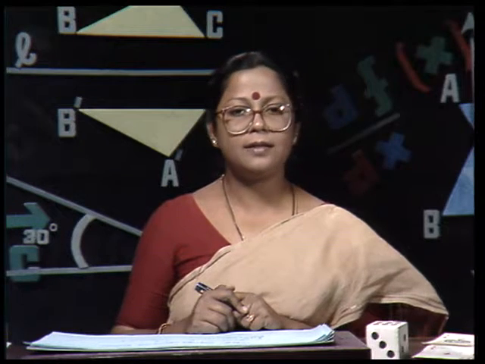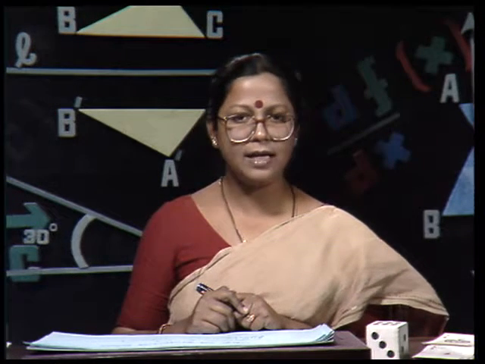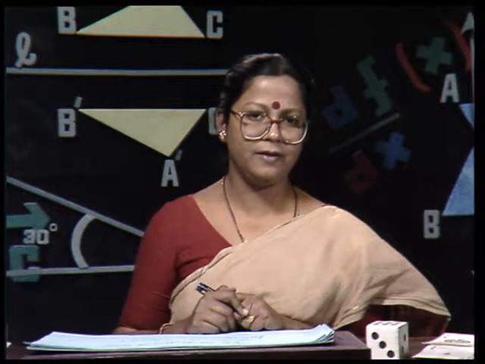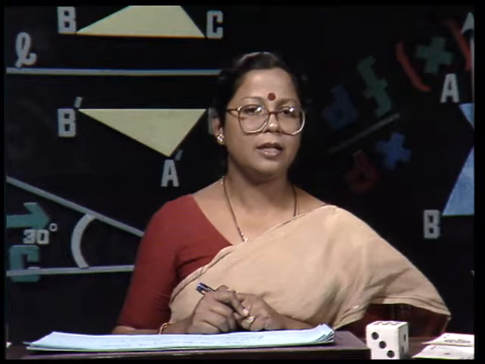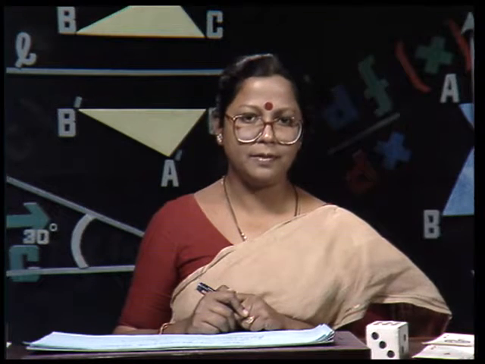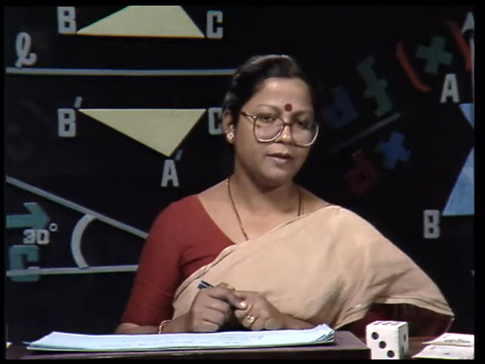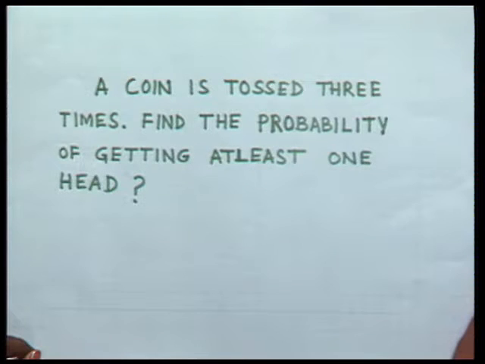Thus, we observe that the knowledge of a system of mutually exclusive and exhaustive events together with the knowledge of non-occurrence of an event helps us a lot in finding the probability theory. Now, let us try to take up a few examples and illustrate the use of this property. A problem is, a coin is tossed 3 times, find the probability of getting at least one head.